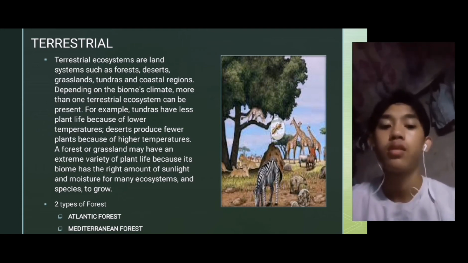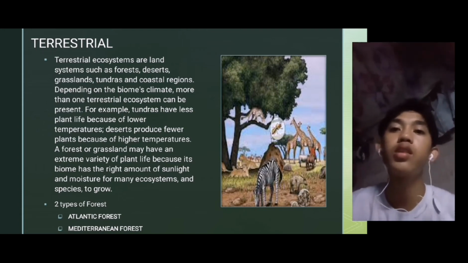Next is deserts. Sa kanilang 5, ito yung pinakamainit sa lahat.